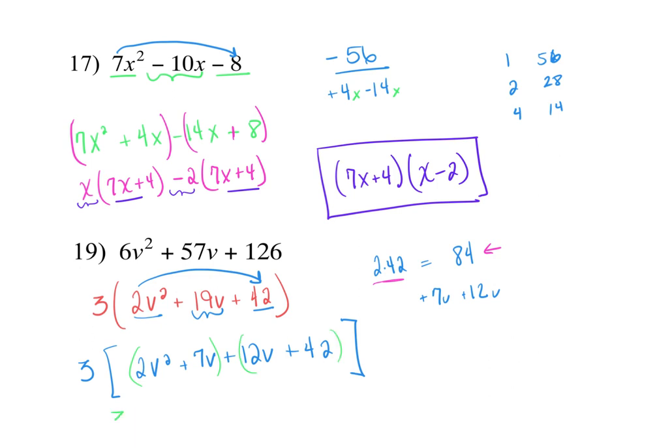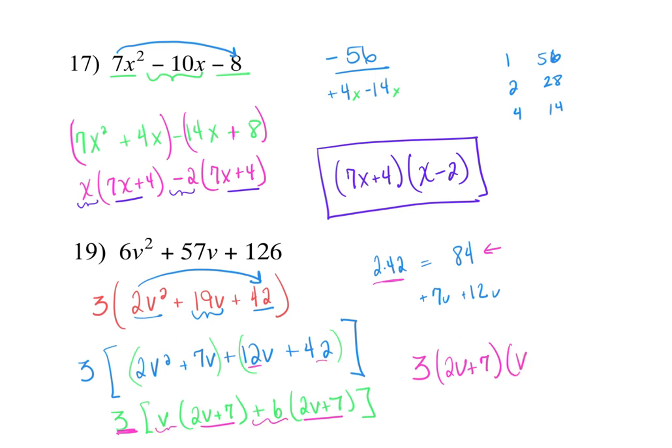All right. 3 stays out here. I can take a v out. 2v plus 7. I can take a 6 out. 2v plus 7, which is how it should always work out. Don't forget your common factor of 3. Common group of 2v plus 7. And what's left over is v plus 6. So how did you get 6?